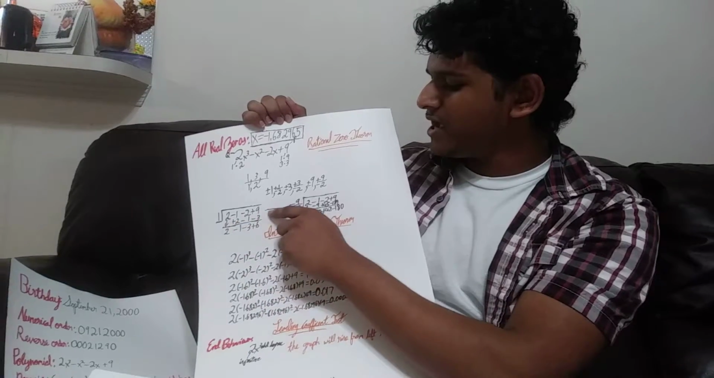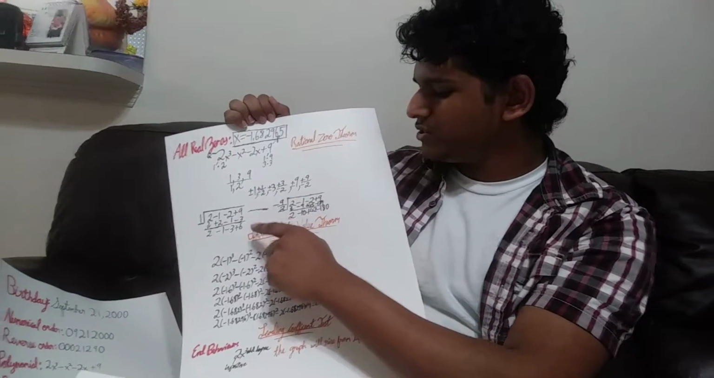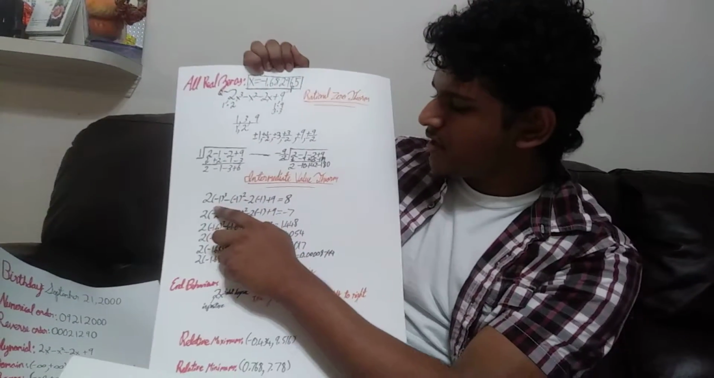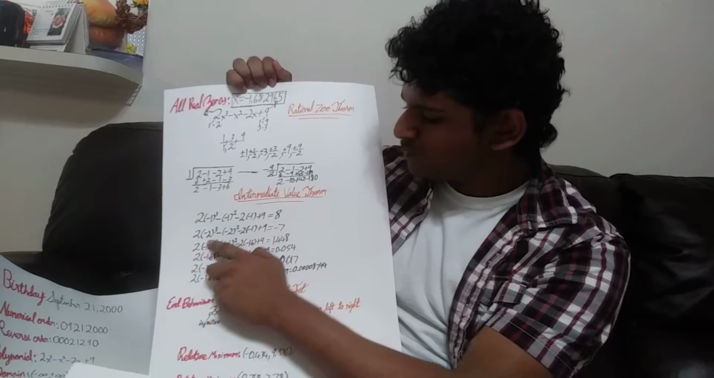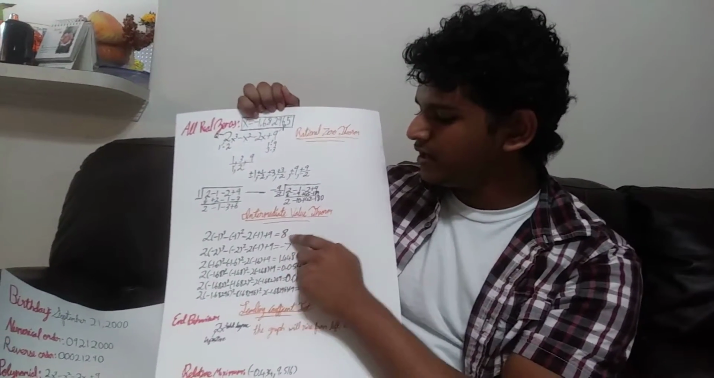And much to my dismay, as I reached the end, I found out that none of these are my rational zeros. So I used the intermediate value theorem. So I substituted x with negative 1, and I got 8. Substituted x with negative 2, and I got negative 7. So this showed me that the zero is between negative 1 and negative 2.